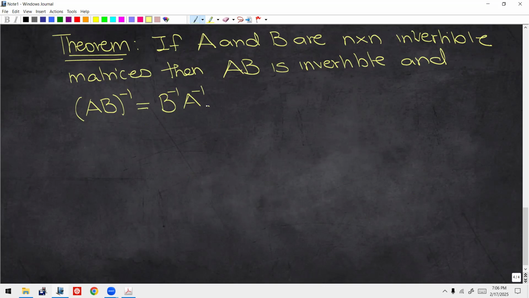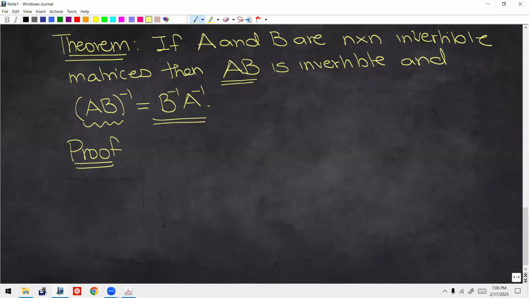All right, so let's check this. So we have to show two things. We have to show that AB is invertible. If A and B are invertible, then we want to show AB is invertible. And then we also want to show that the inverse of that AB looks like this, okay? So it's like a two-part proof. We have to prove two things. So let's start with the first one, okay?